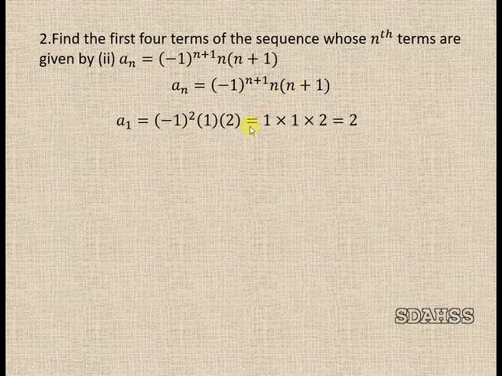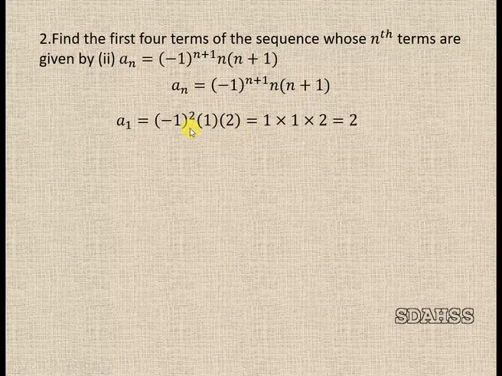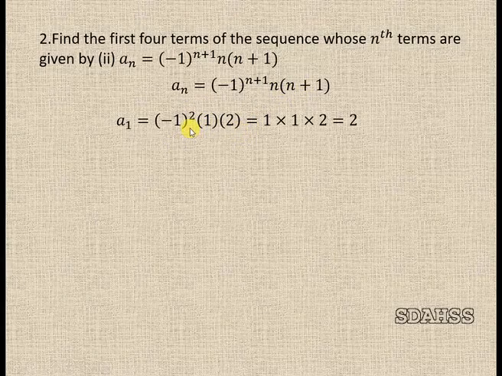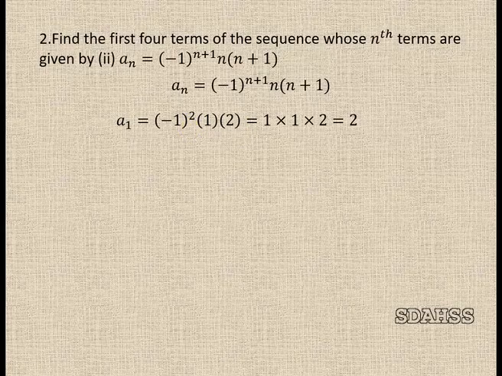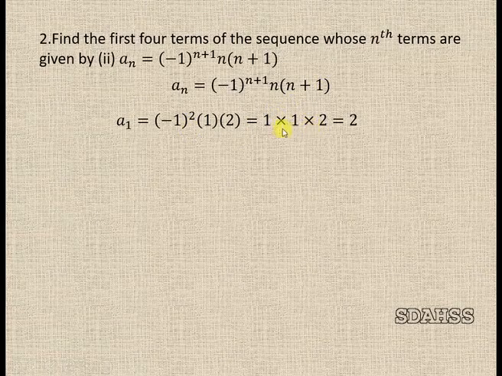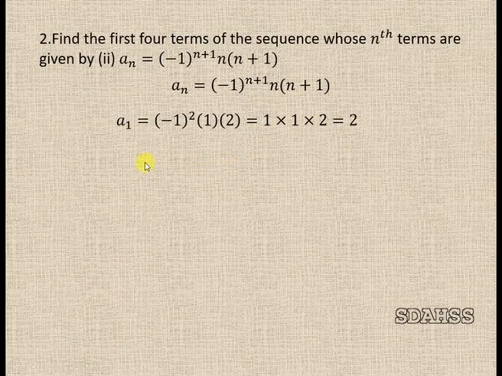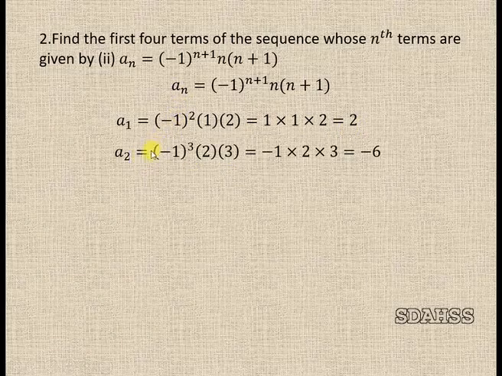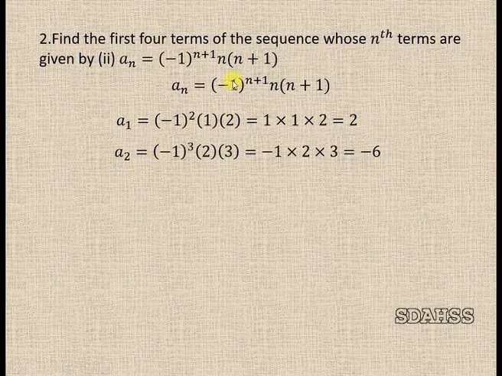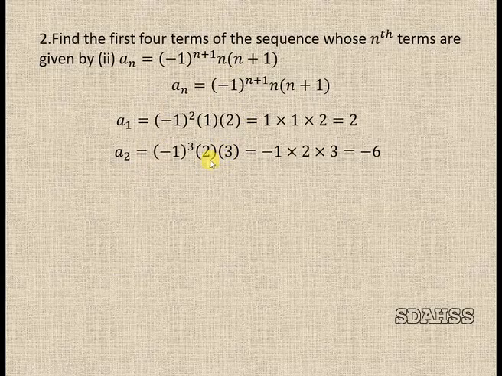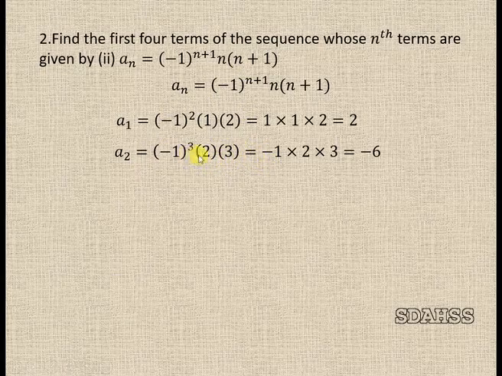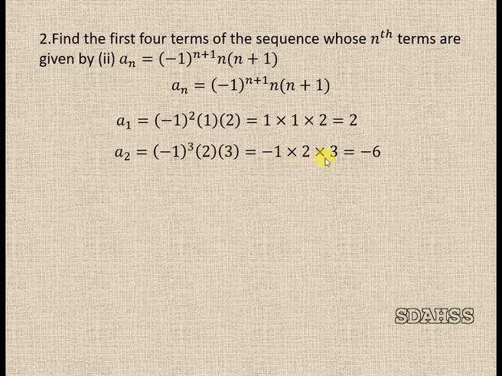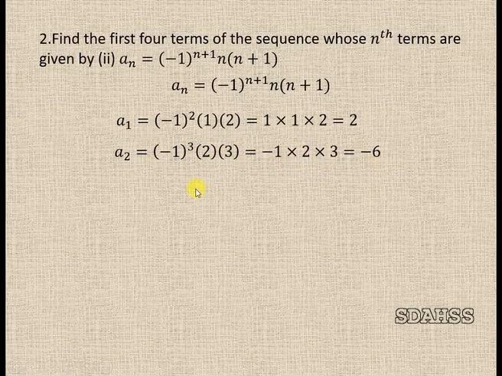1 into 1 plus 1, 2, which is equal to minus 1 whole square, means minus 1 into minus 1, plus 1 into 1 into 2. So if you multiply, you will get 2. Then substitute n is equal to 2. Then you have minus 1 whole cube, 2 into 3, which is equal to minus 1 whole cube means minus 1 into 2 into 3, which is equal to minus 6.